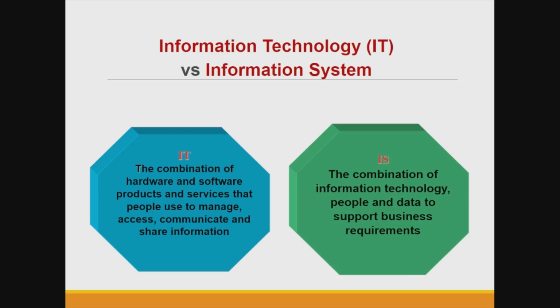How about the IS, the information system? IS refers to the combination of information technology, people, and data to support the business requirements. That means it's a combination of IT, people or users or employees, as well as the data in order to support the business operation. So hopefully you know what is IT and what is IS. In IS, we have the IT.